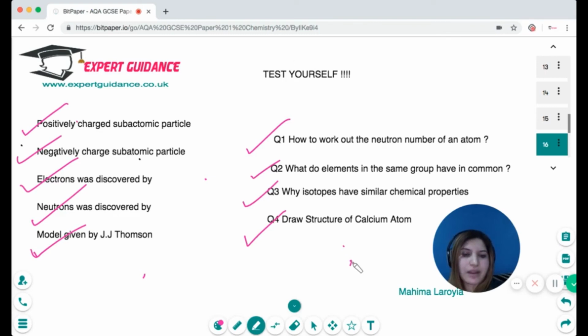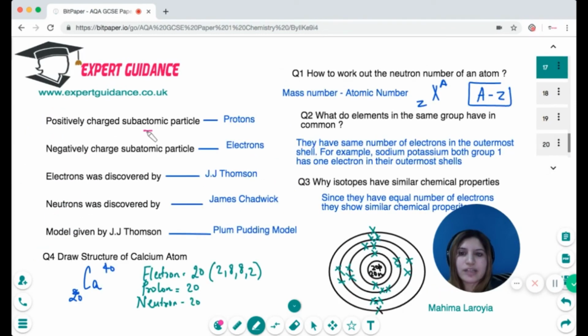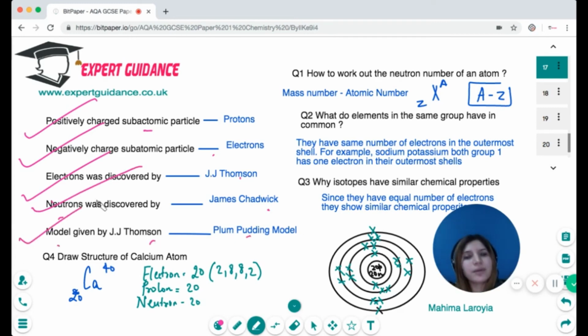Okay? Right, so now let us look at the answers of them. Positively charged subatomic particles is proton, negatively charged is electron. Electrons were discovered by J.J. Thomson, neutrons were discovered by James Chadwick. The model given by J.J. Thomson is plum pudding model. How to work out the neutron number? It is the mass number, take away the atomic number. So top number minus the bottom number.